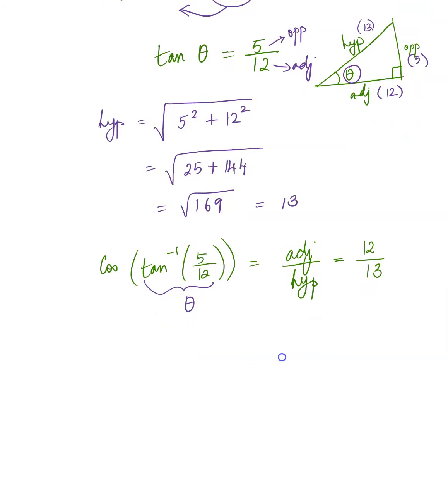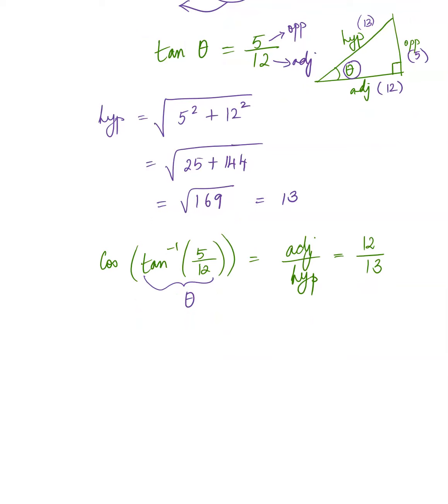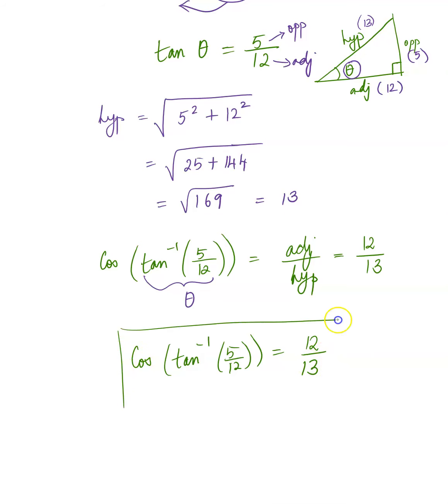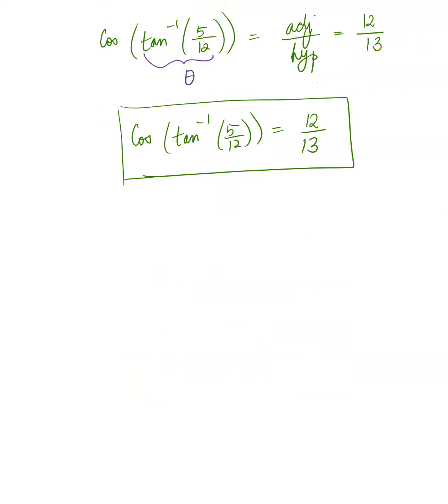We actually got to evaluate the triangle. So cosine of tan inverse of 5 over 12 is 12 over 13. For these ones, you will not use the properties, but you will use the properties indirectly. How about evaluate?